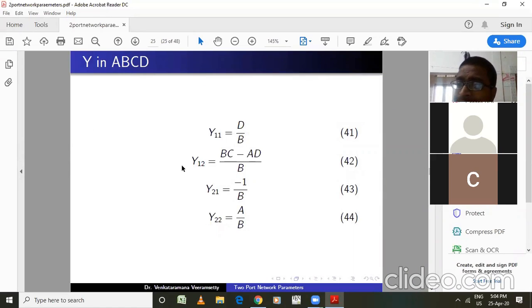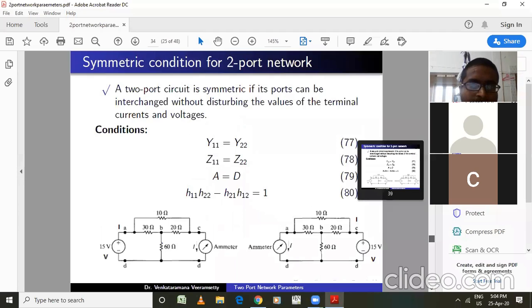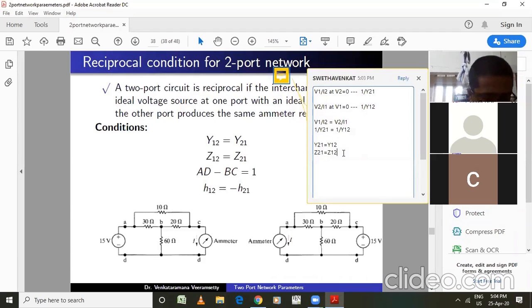A two-port network is said to be a reciprocal network if Y12 equals Y21. Then you have to make these two equal. If you make these two equal, then the denominators will cancel. Then we have BC minus AD equal to -1, or we can write AD minus BC equal to 1. So that is the reciprocal condition of a two-port network in terms of the ABCD parameters: AD minus BC equal to 1.